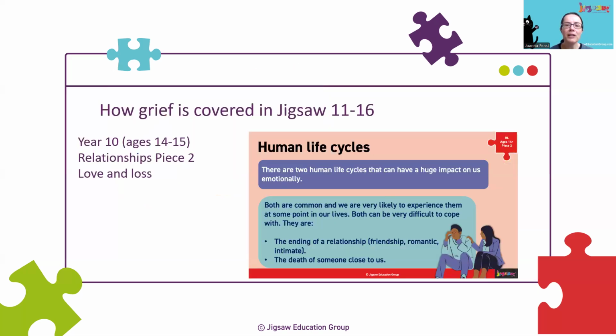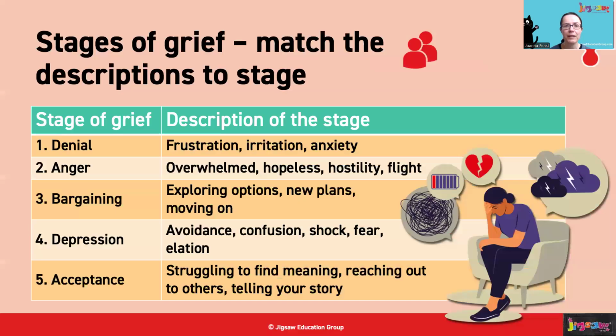We also look at human life cycles, and that isn't necessarily to do with death. This could be things that have a huge impact on us emotionally, but they're more to do with loss. So that could be the ending of a relationship, maybe a friendship or a romantic or intimate relationship, not just the death of someone close to us. It's really important to see that loss isn't just about death.